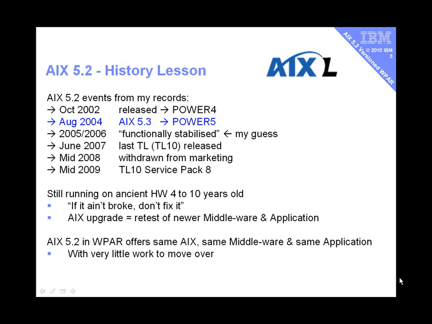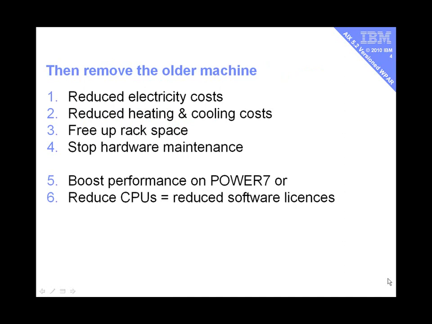And to upgrade to a newer version of AIX does take quite a lot of work. You have to plan it, you have to do it, you have to retest. You may require new versions of the middleware and the application that you may or may not be able to get hold of. So what this product offers is you can run the same copy of AIX, the same middleware and the same application versions, but in a new environment on AIX 7 running on top of a Power 7 machine.